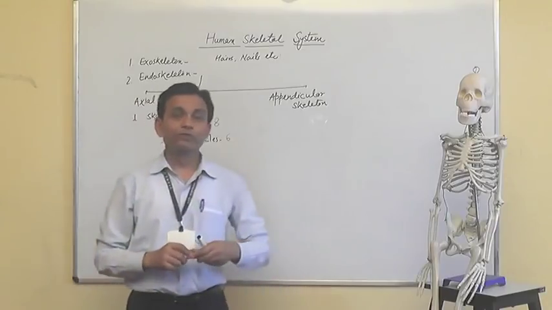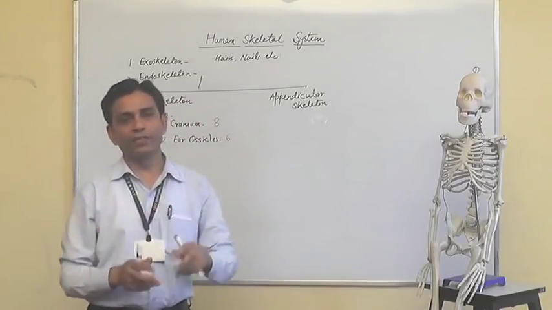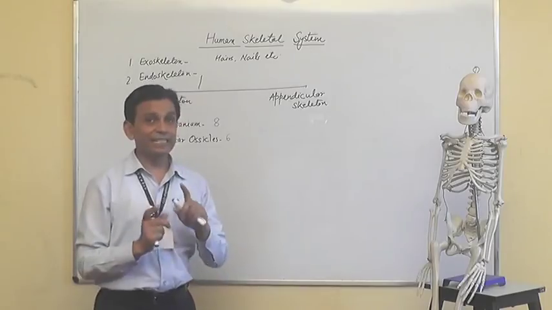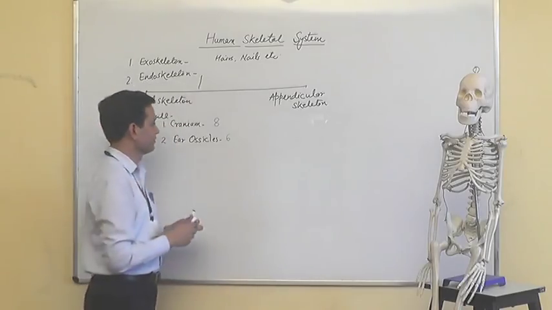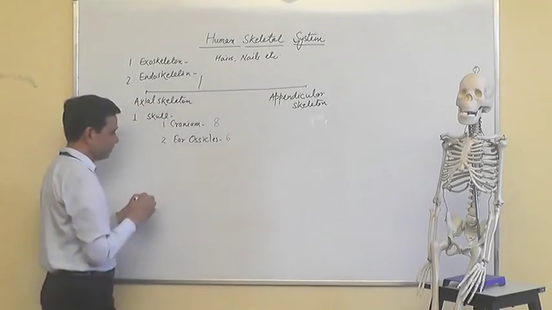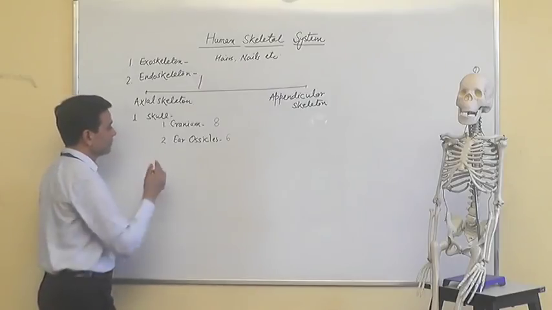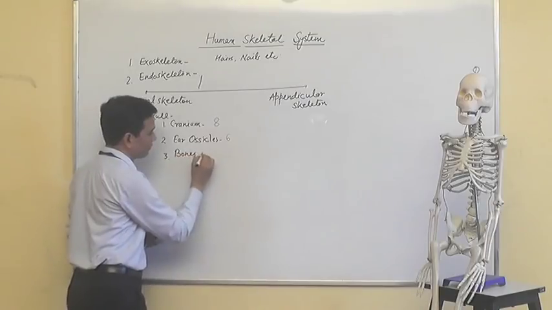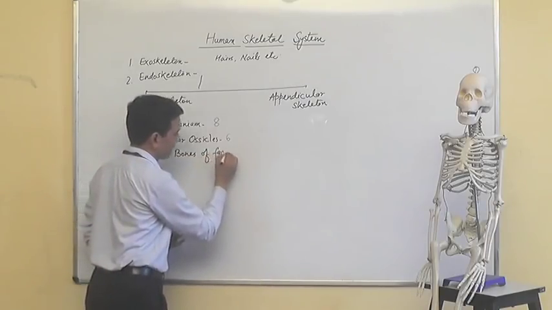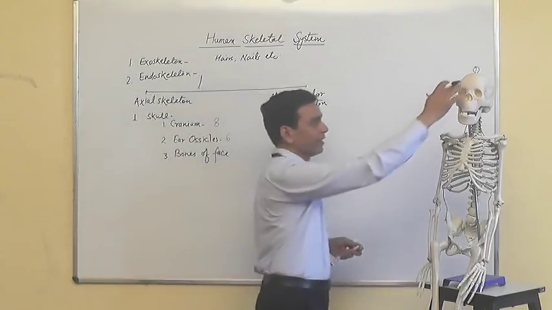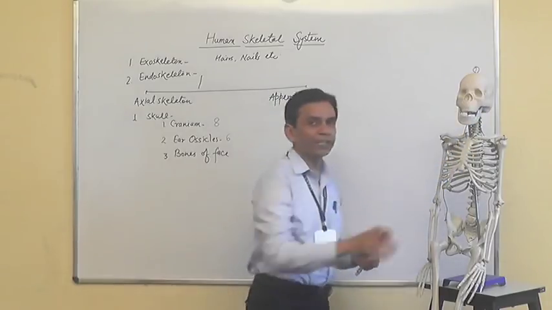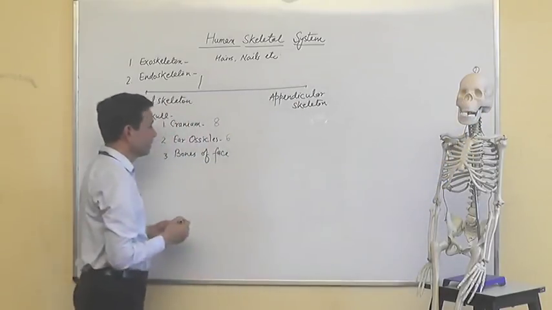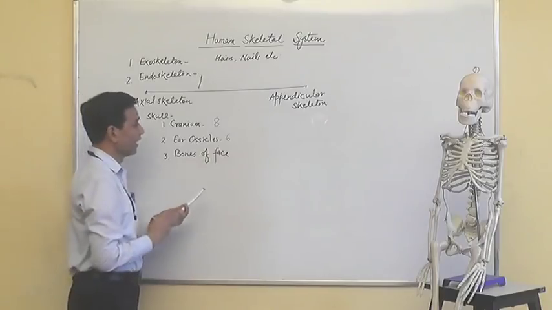Do you know which bone is the smallest bone in our body? That is the ear ossicle stapes. Number 3, third part, that is bones of face. Our face is made up of 14 bones. So the total bones in our face are 14.